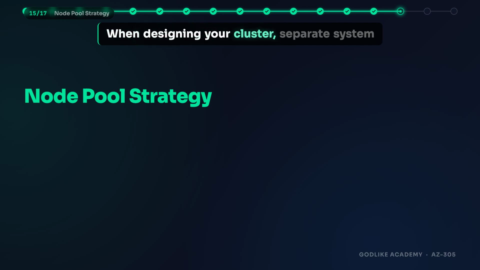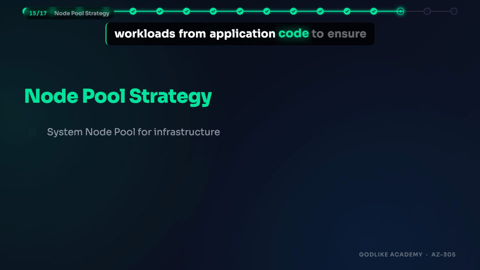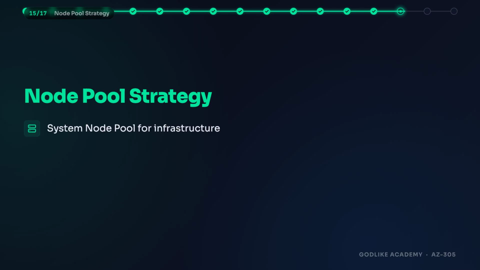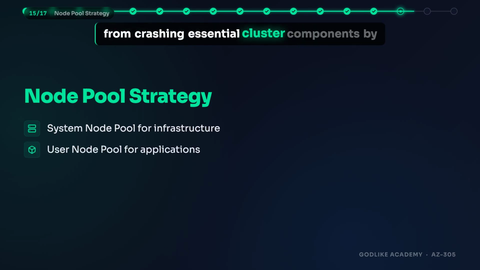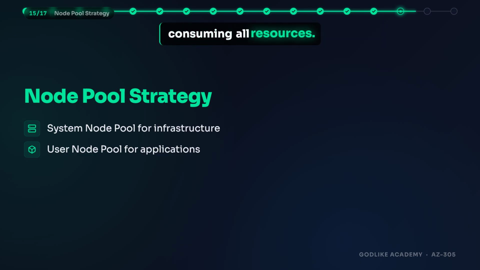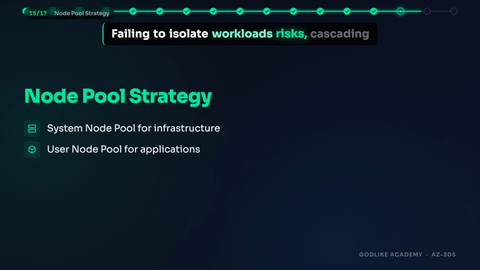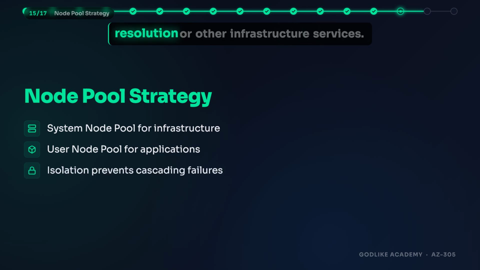When designing your cluster, separate system workloads from application code to ensure stability. Use a system node pool for critical services like CoreDNS and the Kubernetes dashboard, and a user node pool for your apps. This isolation prevents a noisy application from crashing essential cluster components by consuming all resources. You can also apply taints and tolerations to system pools to protect them. Failing to isolate workloads risks cascading failures where app issues disrupt DNS resolution or other infrastructure services.